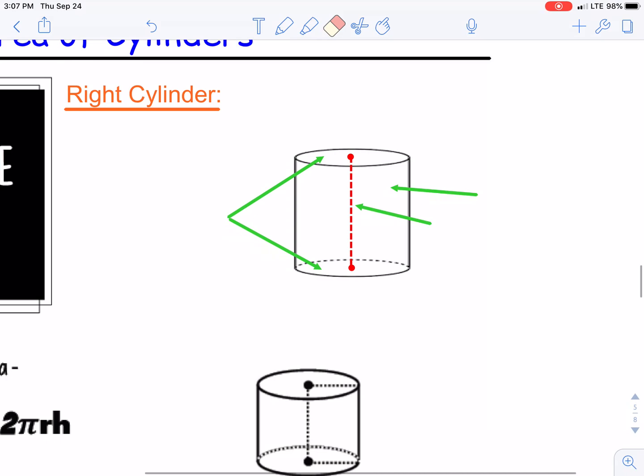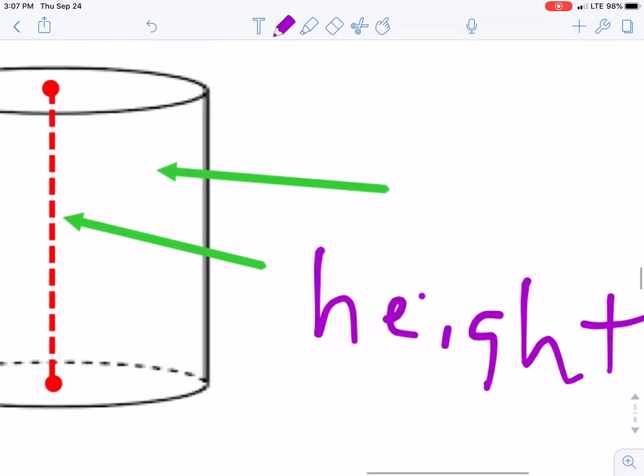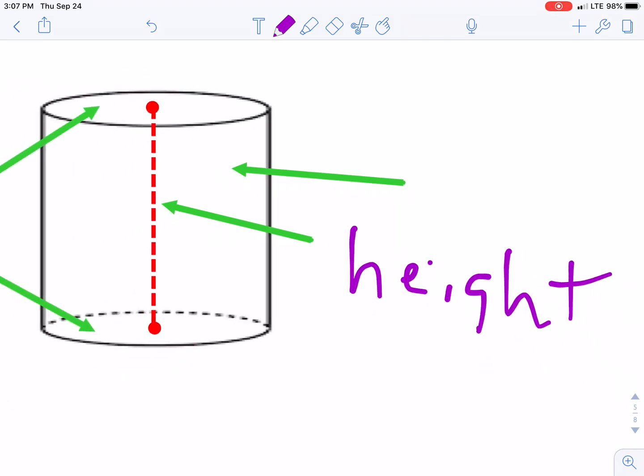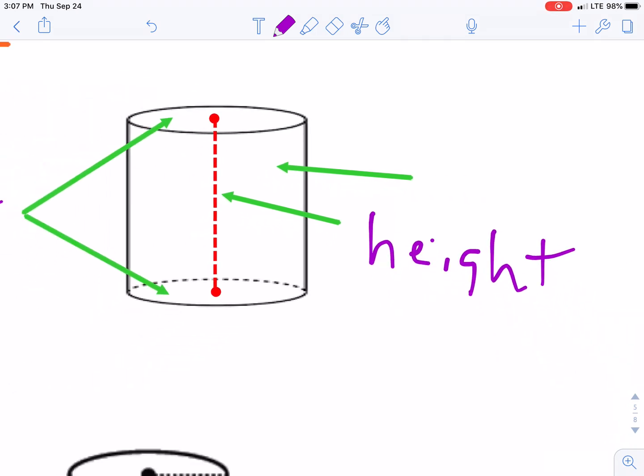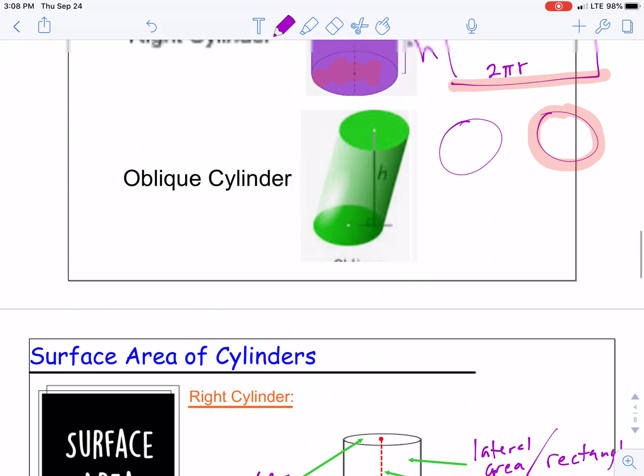So if we want to fill this in, we got 2 parts. We got the base, we got the height, and then we got the, I guess the rounded piece we would call the lateral area. But we can call that a rectangle if you like, because that's what it is when we unwrap it, right? So that's what we're going to be doing.